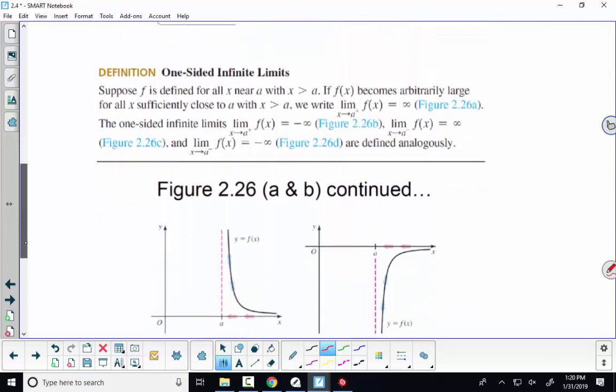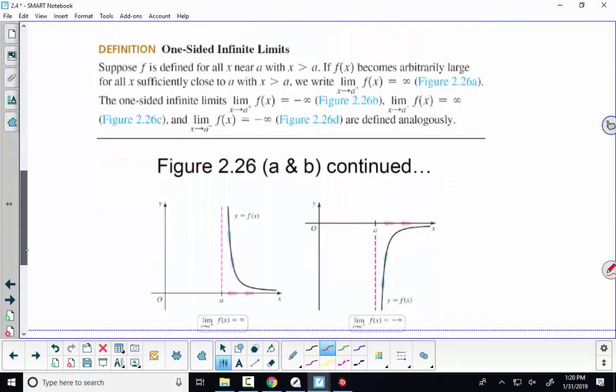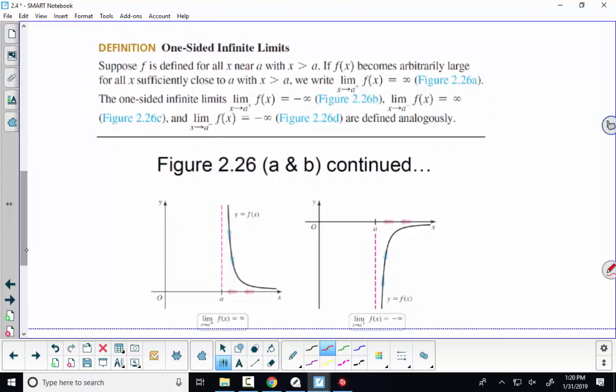And then you have a definition for one-sided infinite limits, which reads much the same as the previous definition, except when we define a one-sided limit, we're always specifying, are those x values larger than a, to the right of a, or are the x values smaller than a, to the left of a? So it's the exact same definition, except we're modifying where x is in relation to a.